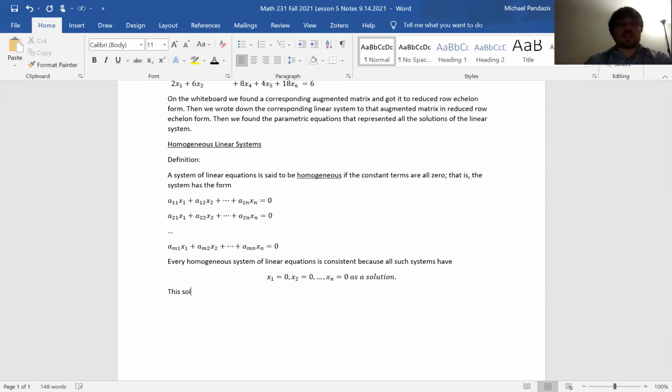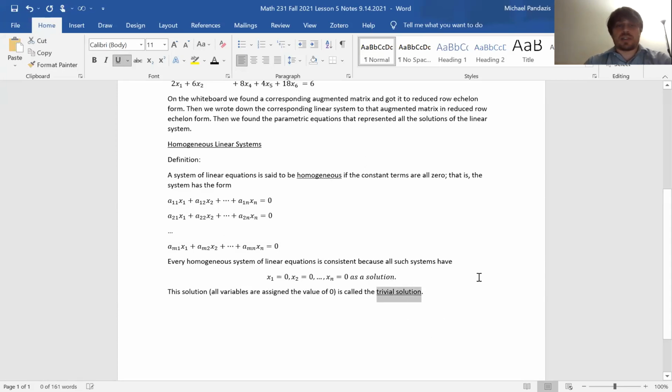Okay, so this solution where all the variables are assigned the value of 0, this solution is called the trivial solution. Okay, the trivial solution is when all the variables are assigned the value of 0. Not every linear system has a trivial solution, but every homogeneous system has the trivial solution. Okay. If there are other solutions, they are called non-trivial solutions. Okay. So any solution that is not assigning every single variable to 0 is called a non-trivial solution.